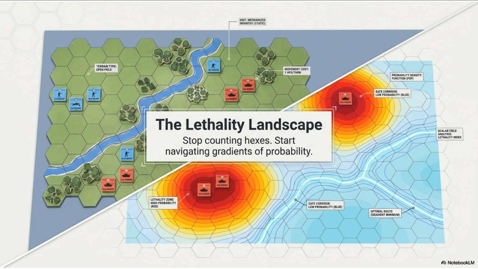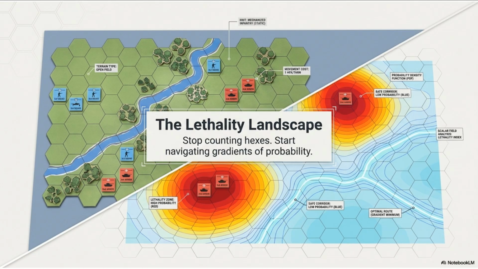I want you to picture a map. Maybe it's one of those dusty old Gettysburg maps from a history book. Or maybe it's a board game on your kitchen table. You see the river, the little cardboard forests, the hexagon grid. And usually when we look at a map like that, we see it as, well, geography.